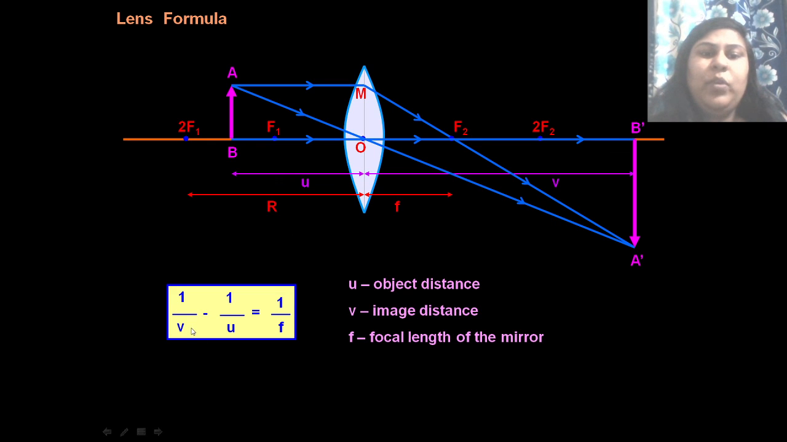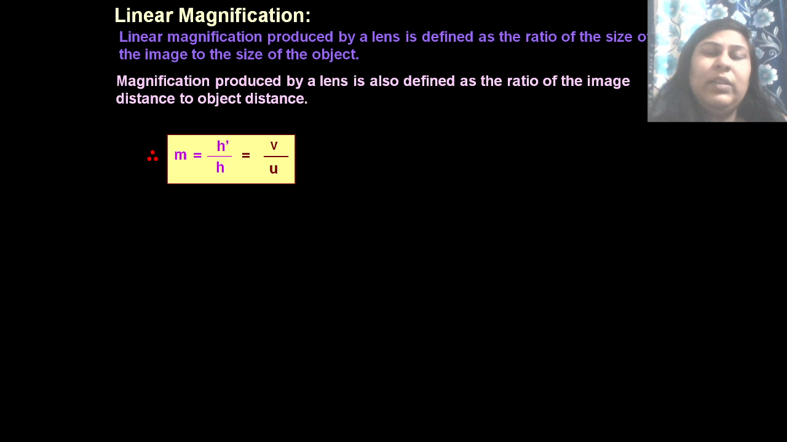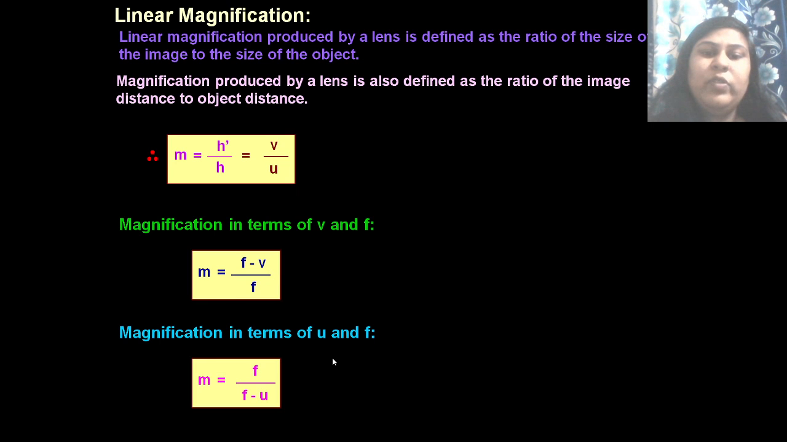So the lens formula is 1/v minus 1/u equals 1/f, and the mirror formula is 1/v plus 1/u equals 1/f. That is the difference: there is a minus sign in the lens formula. Linear magnification, as in the mirror, is size of the image upon size of the object, but we are not putting the minus sign here, that is put in the mirror. So m equals v/u. Magnification in terms of v and f is (f minus v)/f. Magnification in terms of u and f is f/(f minus u).